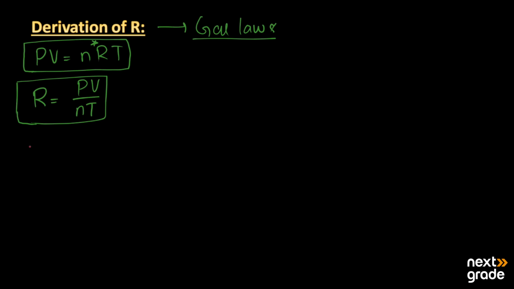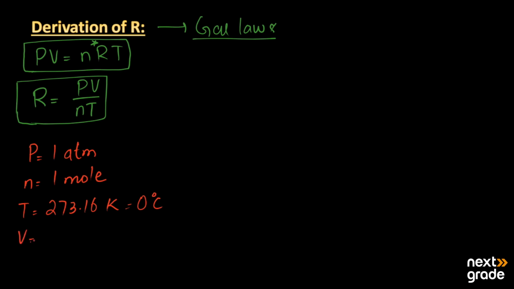Now we put in the values with their units. First, the pressure that we take is 1 atmospheric pressure, or 1 atm, and the number of moles is equal to 1 mole. The temperature that we take is 273.16 Kelvin, which is equal to 0 degrees Celsius. At the end, we take the volume in dm cube, that is 22.414 dm cube. We will calculate by putting in all these values.